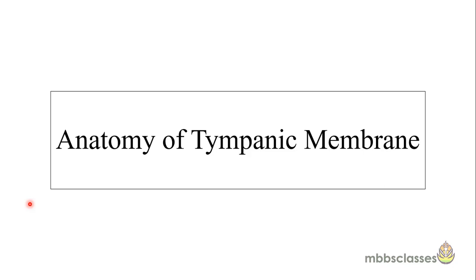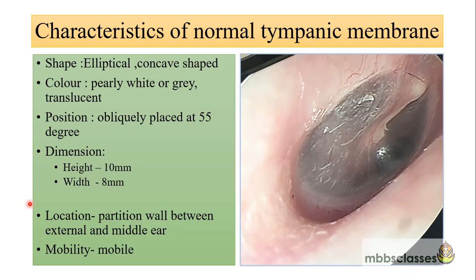Myself Dr. Hanifa. Today in this video we'll discuss the anatomy of the tympanic membrane. So let's begin with the characteristics of a normal tympanic membrane. As we have discussed in the class on the external auditory canal and its anatomy, the tympanic membrane is a partition wall between the external auditory canal and the middle ear cavity. So this is a normal tympanic membrane. So what are the characteristics?